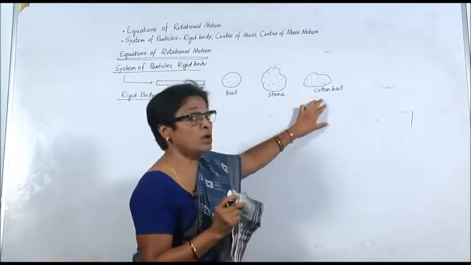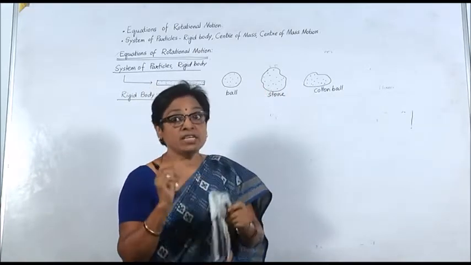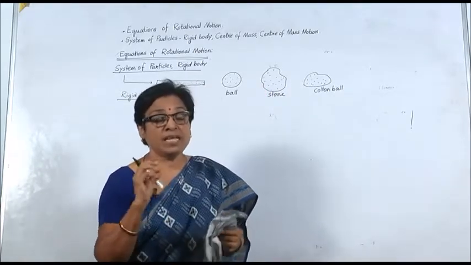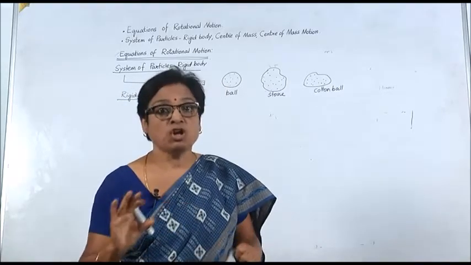Similarly, a cotton ball is not rigid, whereas the stone is rigid. You cannot change the shape of the stone by just applying a little force. So stone is rigid, cotton ball is not rigid.